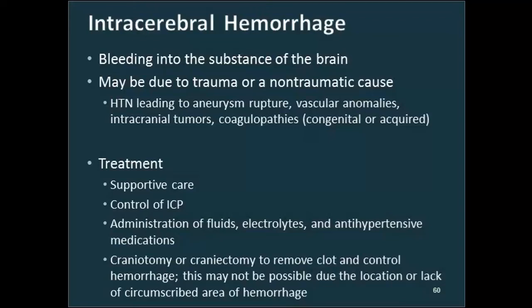Intracerebral hemorrhages, these are the actual bleeding into the brain, in the brain tissue. They can be traumatic or non-traumatic. Traumatic would be an MVA, a fall, something like that, or non-traumatic, meaning a rupture of an aneurysm, coagulopathies, tumors, uncontrolled hypertension that leads to a rupture of an aneurysm, stuff like that.